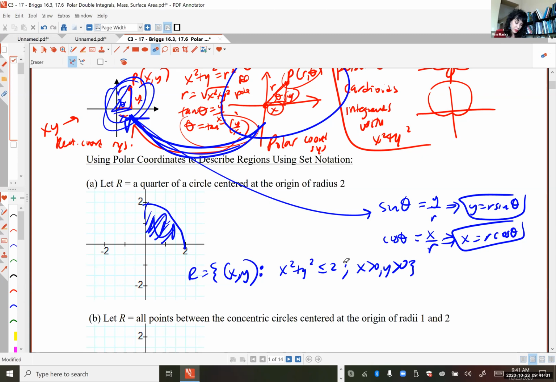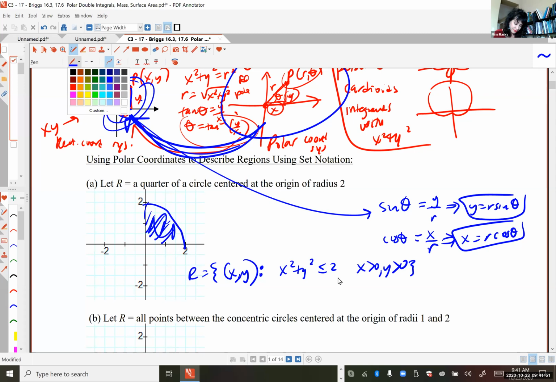That shouldn't be a semicolon. That should be a comma, sorry. I've been doing too much code, so I do semicolons everywhere when I do Java, sorry. Yeah, my eraser doesn't work. Okay. So there we go.